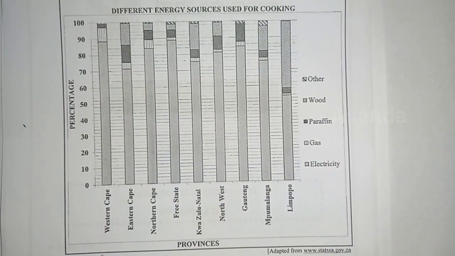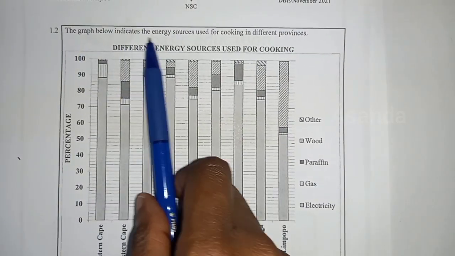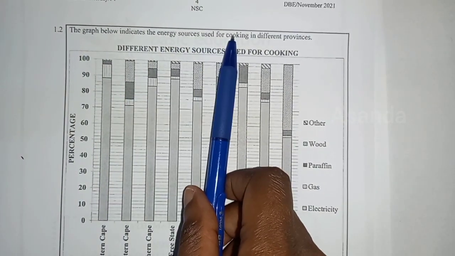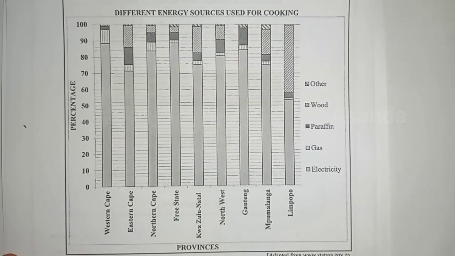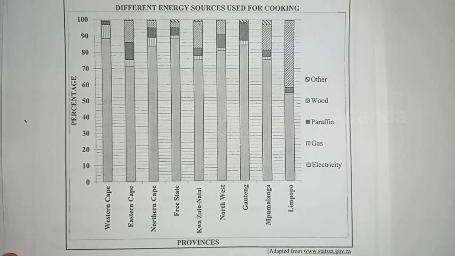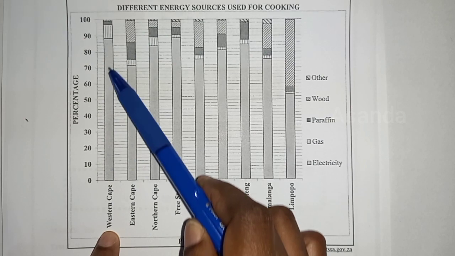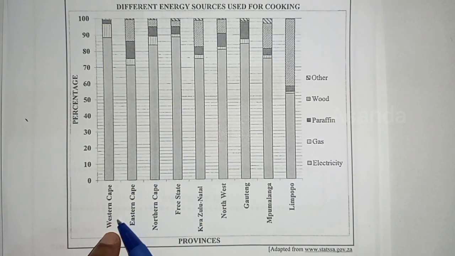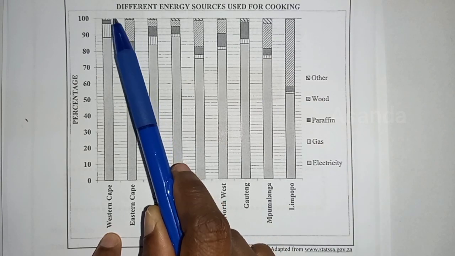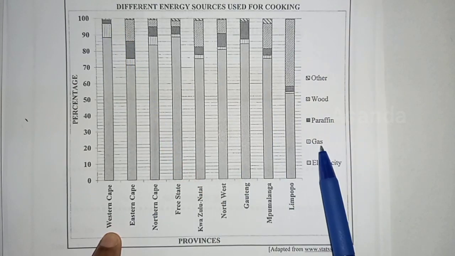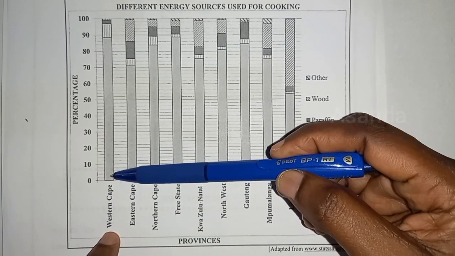Okay, so let's go ahead and read. Our graph says that the graph below indicates the energy sources used to cook in the different provinces. No problem. Let's see these sources. Different energy sources used for cooking. So in the Western Cape, which is our first graph or bars, we have other, and then we have paraffin, we have gas, we have electricity. So which ones do we have here? This one is electricity.